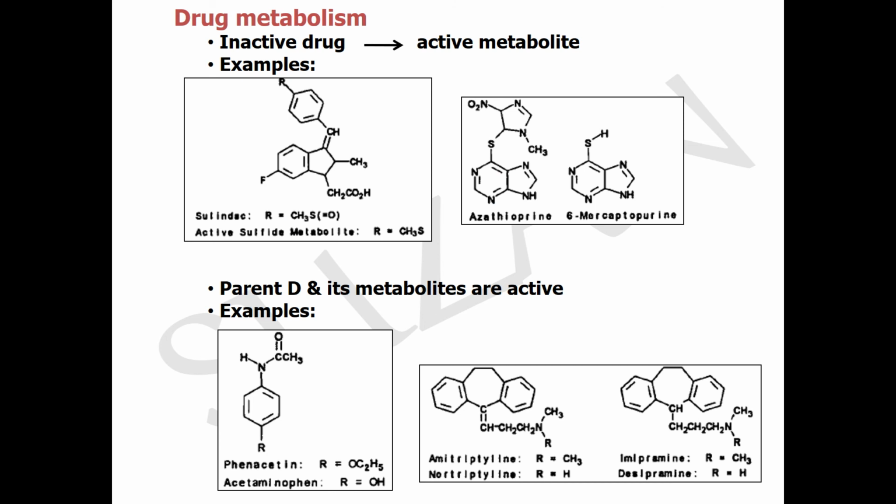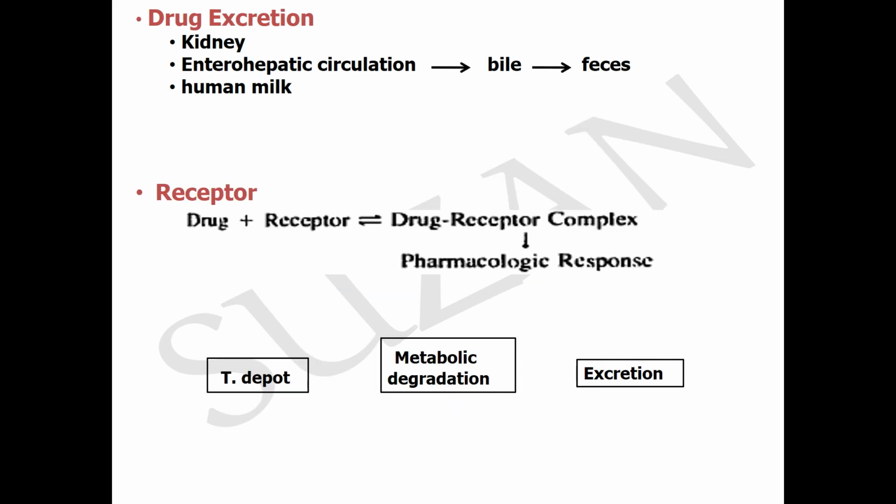Sometimes in drug metabolism we have an inactive drug that is converted through metabolism to active metabolites, or sometimes the parent drug and its metabolites are active. Drug excretion. The main route of excretion of a drug is through the kidney. We have another route through the feces, where the drug can enter enterohepatic circulation.